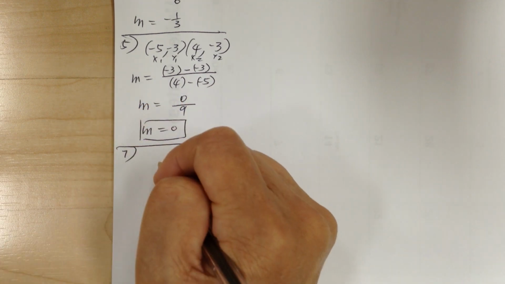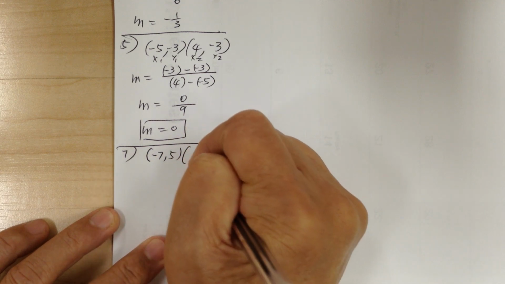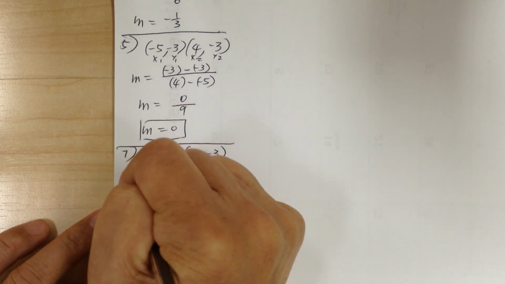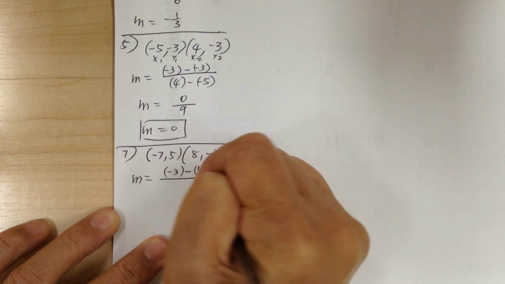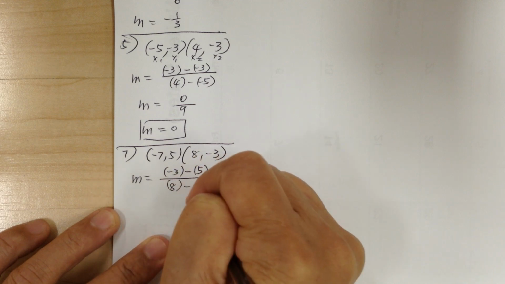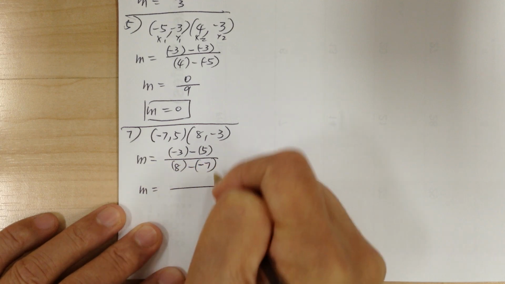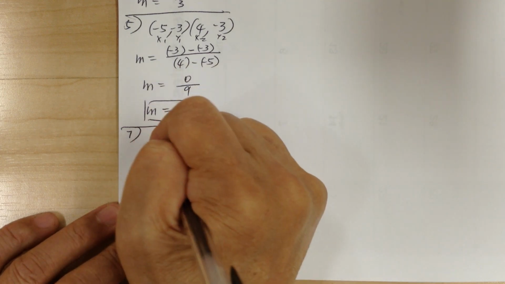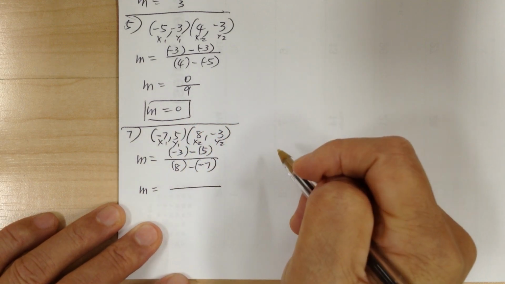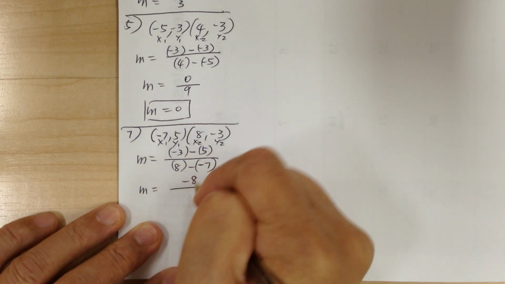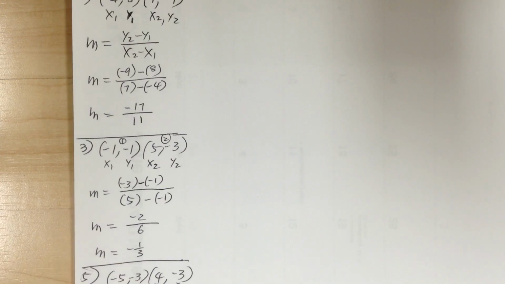Number 7. You have (-7, 5) and (8, -3). So slope equals y2 minus y1 over x2 minus x1. Make sure you put in parentheses whatever you substitute, so that you don't put it in the wrong place. And again, it helps if you label your x1, y1, x2, y2. So you're going to get negative 8 over 15. And that's it. Let's go to the next one.